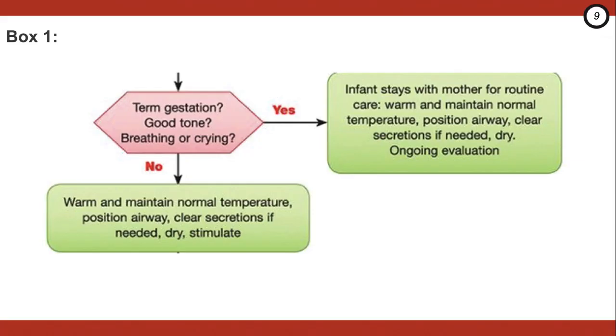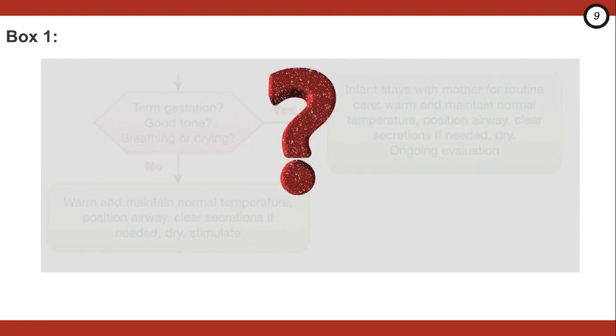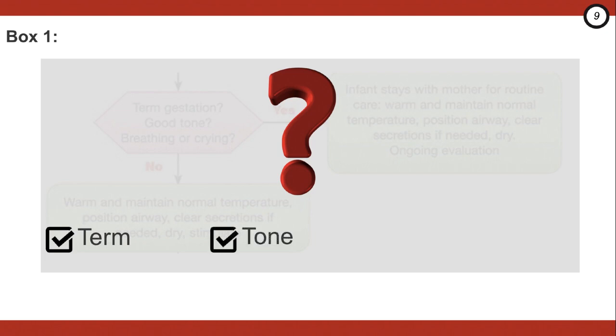Again, let's simplify things. The first thing you want to do is ask yourself 3 questions. Is the baby term? Does the baby have good tone? Is the baby breathing and crying? Answer yes to all 3, then just position the airway, dry with towels, and place the infant on the mother's chest. Consider delayed cord clamping for 60 to 90 seconds as there is some benefit. If the answer is no to any of the 3 questions, then there are a few things that we're going to need to do.